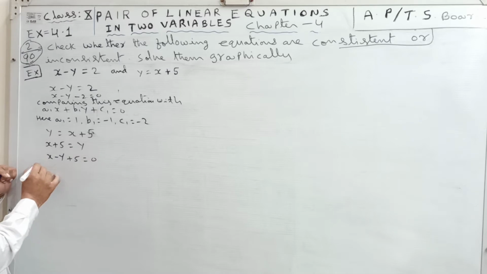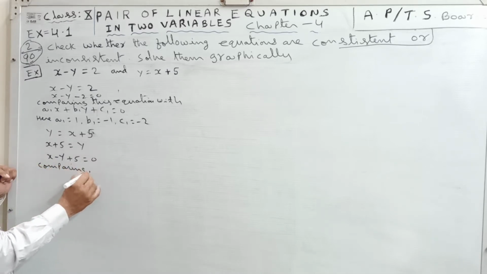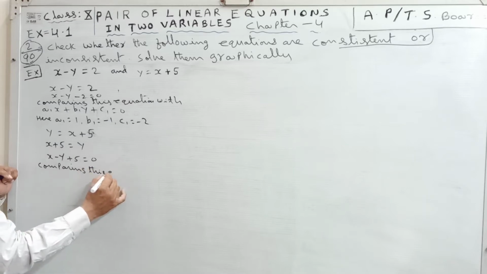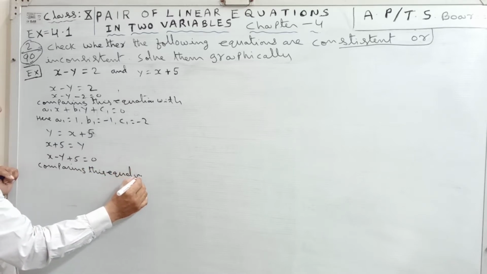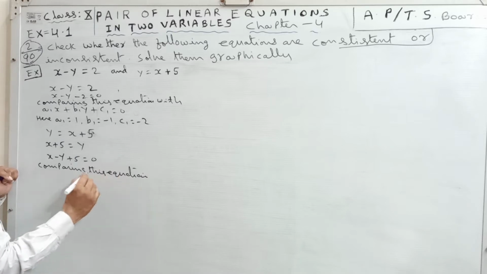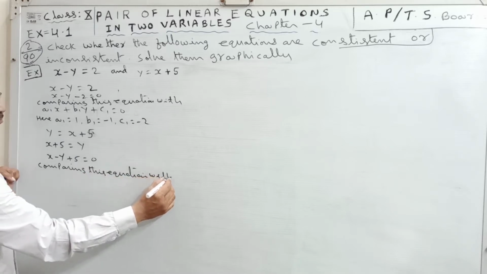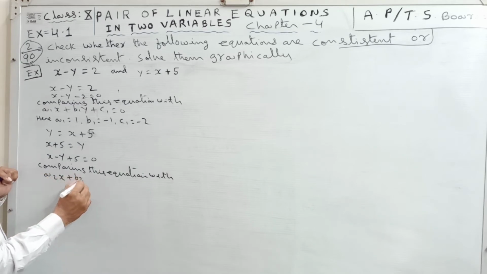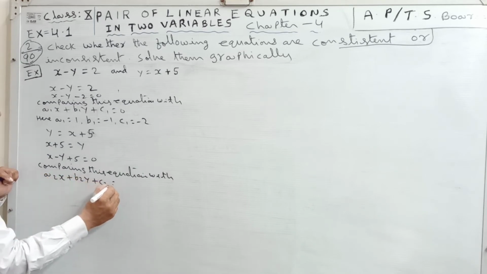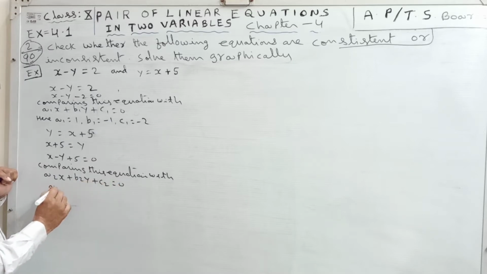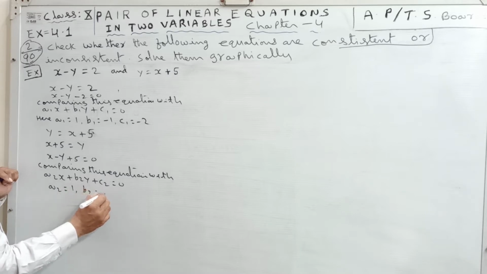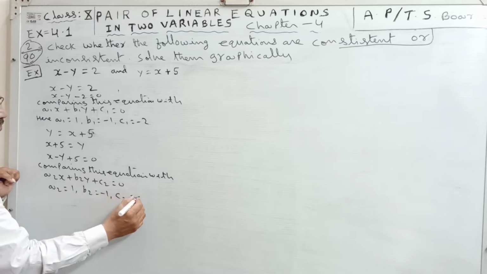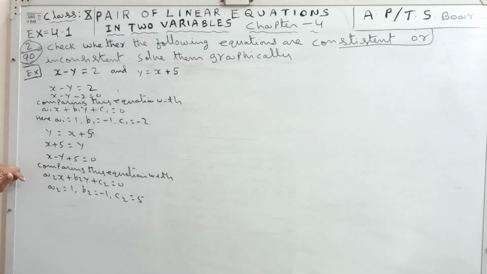Okay. Again you have to write, comparing this equation with a2x plus b2y plus c2 is equal to 0. Here a2 is equal to 1, b2 is equal to minus 1, c2 is equal to 5.